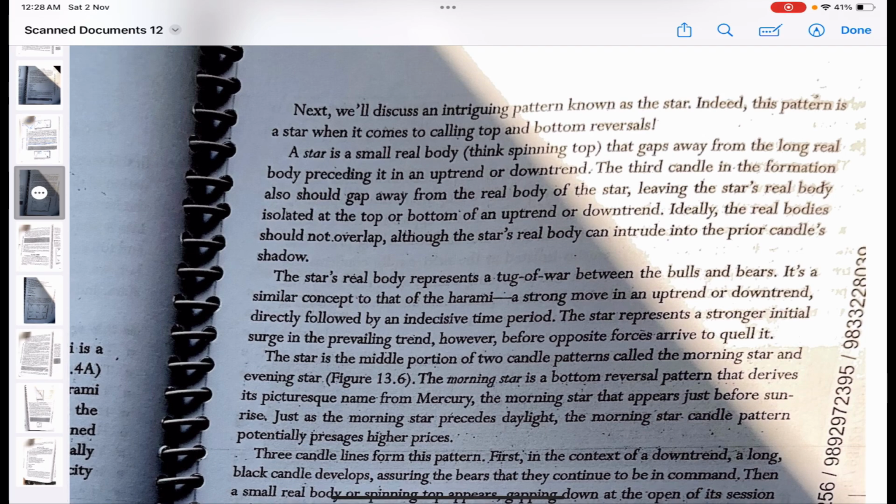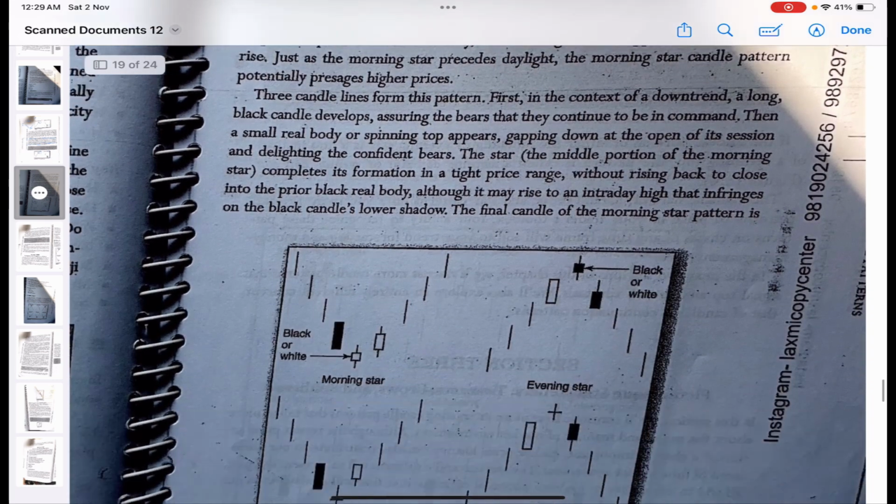Indeed, this pattern is a star when it comes to calling top and bottom reversals. A star is a small real body, think of a spinning top, that gaps away from the long real body preceding it in an uptrend or downtrend. The third candle in the formation also should gap away from the real body of the star, leaving the star's real body isolated at the top or bottom. Basically, a morning star and an evening star.